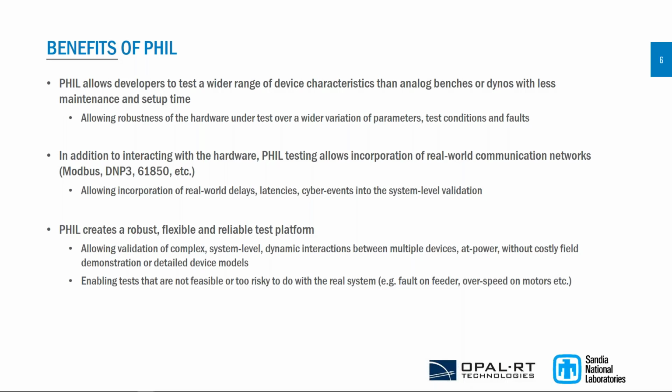That way, you can incorporate real-world delays, latencies, and cyber events into the system-level validation. So PHIL creates a robust, flexible, and reliable test platform by allowing validation of complex system-level dynamic interaction between multiple devices at power without costly field demonstration or detailed device models. It also enables tests that are not feasible or too risky to do in the real system, such as a fault on the feeder or overspeed on the motors, because those kinds of tests either impact the customer or can create safety risk on the real system. So PHIL provides a good balance.